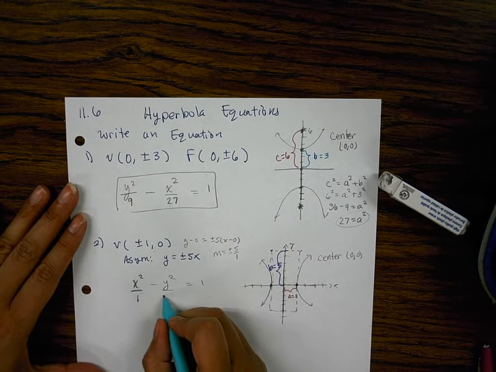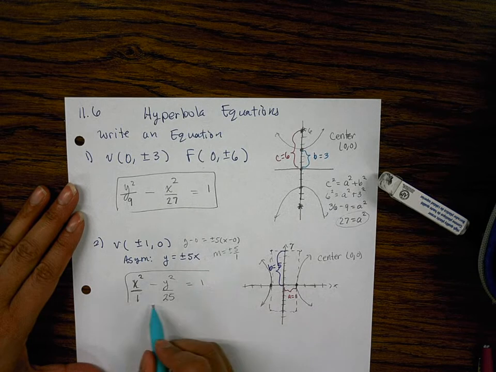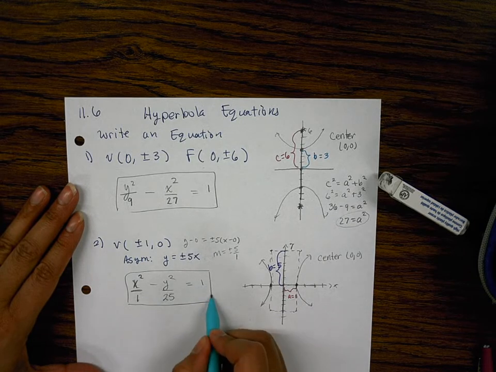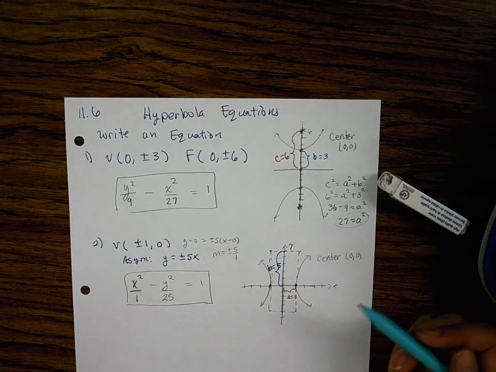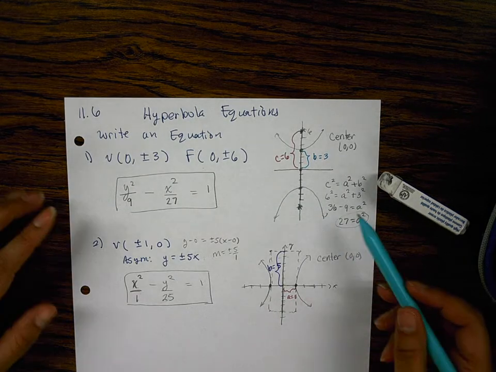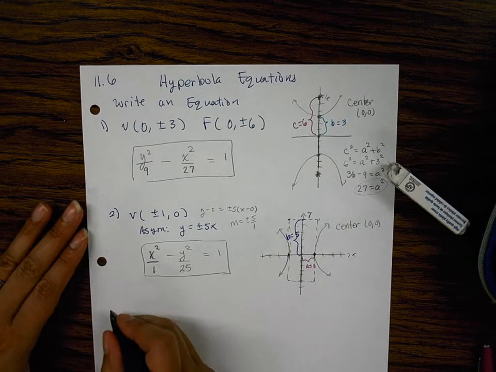I did not need to use my focal length formula on this one. I was given enough information to find A and find B, and I didn't even have the foci to find the focal length and use this formula. All right, so it was not needed for this problem.